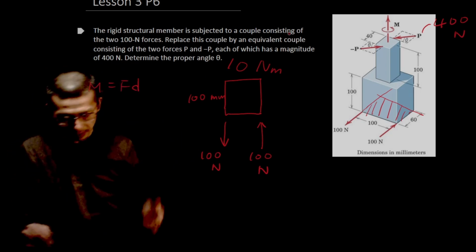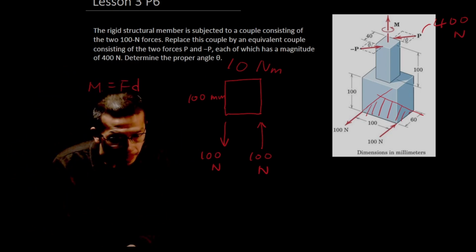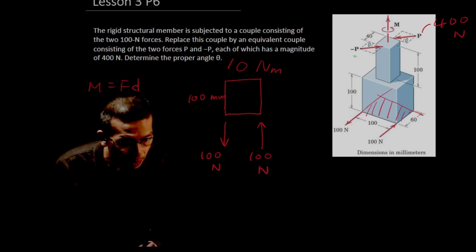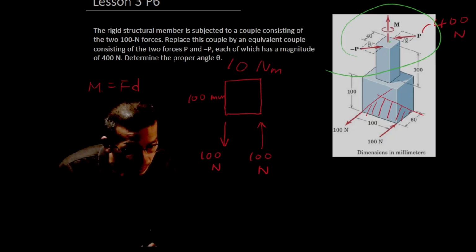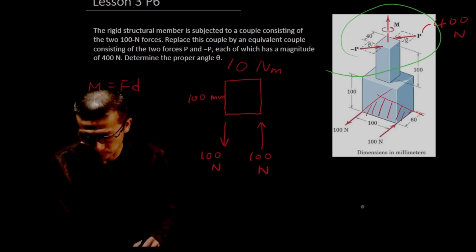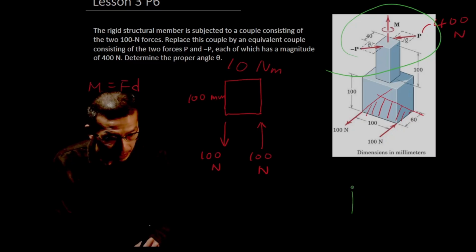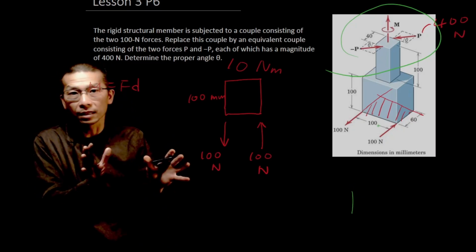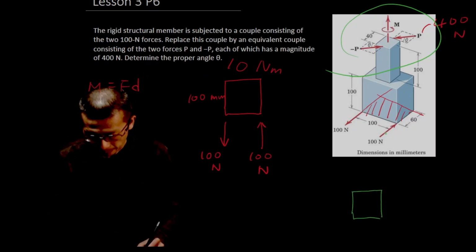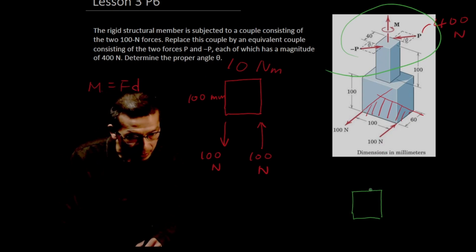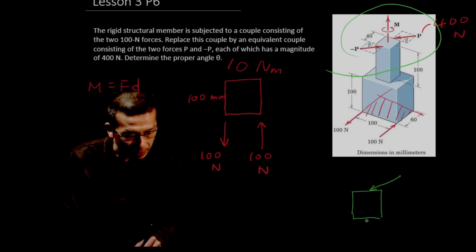Okay. And if we look at this top part right here, now it's smaller. And I'm going to draw it out. Maybe the easiest way is to probably just draw it out. And now this is not to scale, right? But it's also a square with P acting somewhere along this line, and another P equal and opposite along this line.